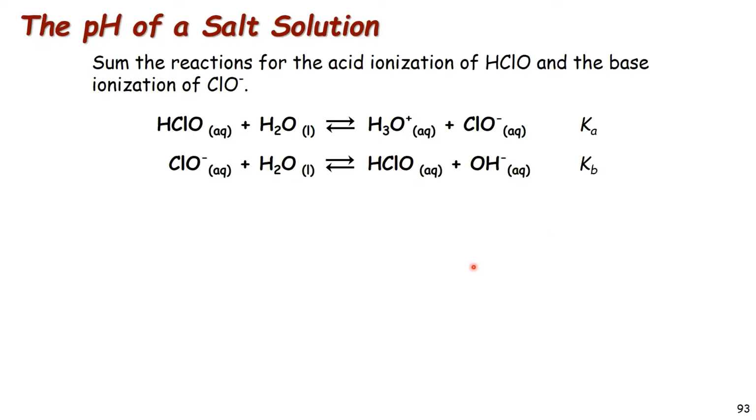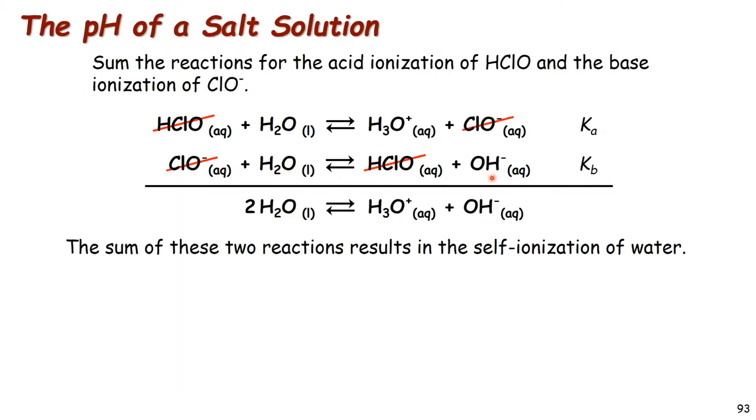Now, if we add these two reactions together and we cancel what's similar on both sides, I can see that the hypochlorous acid is canceling, and the hypochlorite ion is canceling. That leaves behind our two water molecules going to the hydronium plus the hydroxide. Well, we've seen this already. This is just the self-ionization of water, and we gave it a special equilibrium constant as well. We called it Kw.